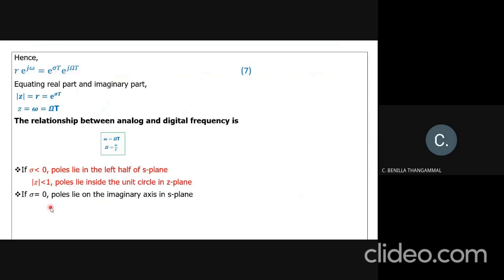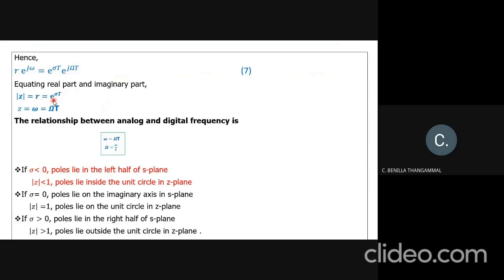Suppose sigma is equal to 0, e power 0 is going to be 1. It lies exactly on the unit circle. And if sigma is greater than 0, suppose sigma is equal to 10, then e power 10 is going to be greater than 1, which lies outside the unit circle. Suppose this is going to be your s plane, and this is your real axis, and this is going to be your imaginary axis.